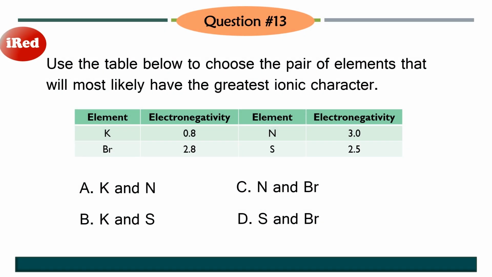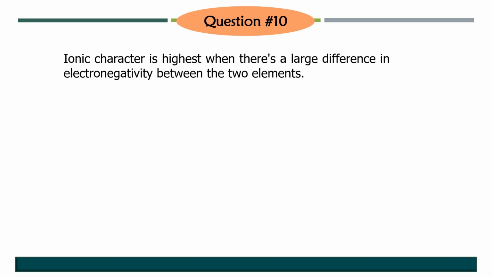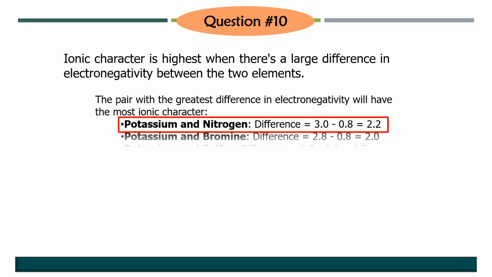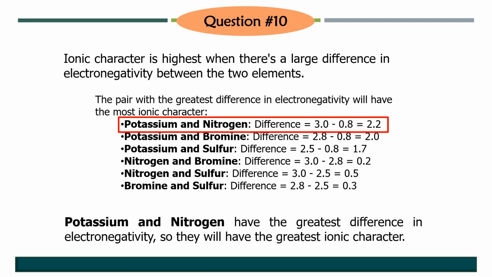Use the table below to choose the pair of elements that will most likely have the greatest ionic character. The correct answer is letter A. Ionic character is highest when there's a large difference in electronegativity between the two elements. Since potassium, K, has the lowest electronegativity and nitrogen, N, has the highest electronegativity among the given elements, the difference in their electronegativities is the greatest, so they will have the greatest ionic character.